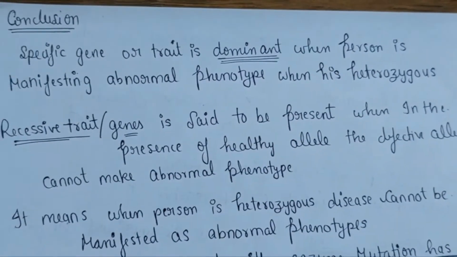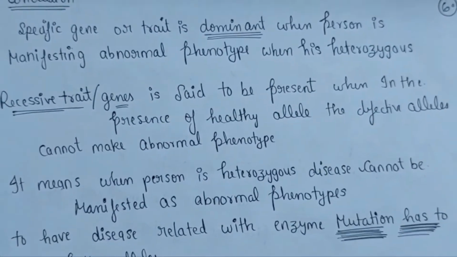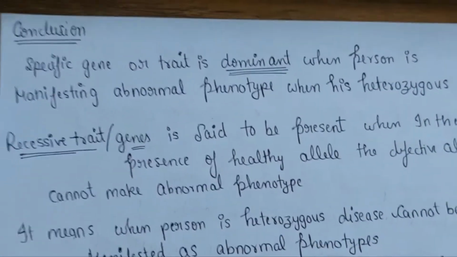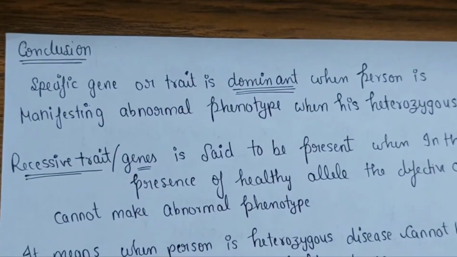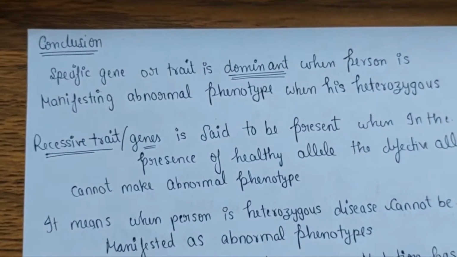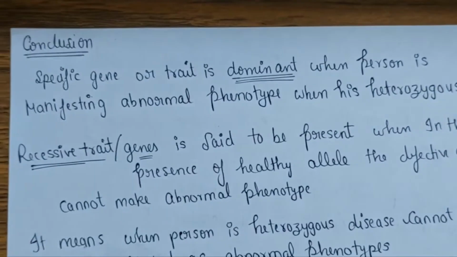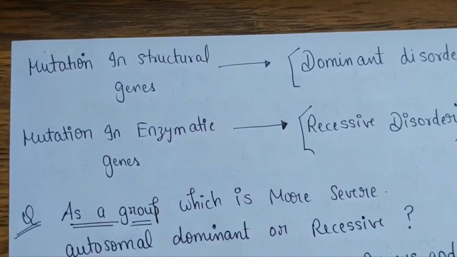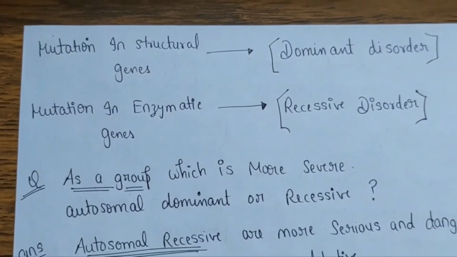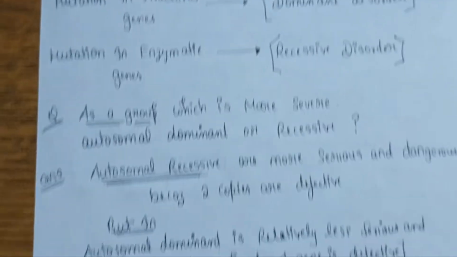A recessive trait or gene is said to be present when, in the presence of the healthy allele, the defective allele cannot make an abnormal phenotype. Whereas a dominant trait or gene is said to be present when, in the presence of the healthy allele, the defective allele makes an abnormal phenotype. Mutation in structural genes causes mostly dominant disorders, and mutation in enzymatic genes causes recessive disorders.